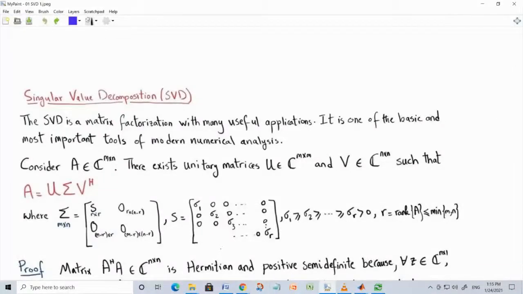Hello, so welcome to this course on mathematics for signal processing. Basically, this course is a collection of many mathematical topics, ranging from linear algebra, random processes, Fourier analysis, and so on.